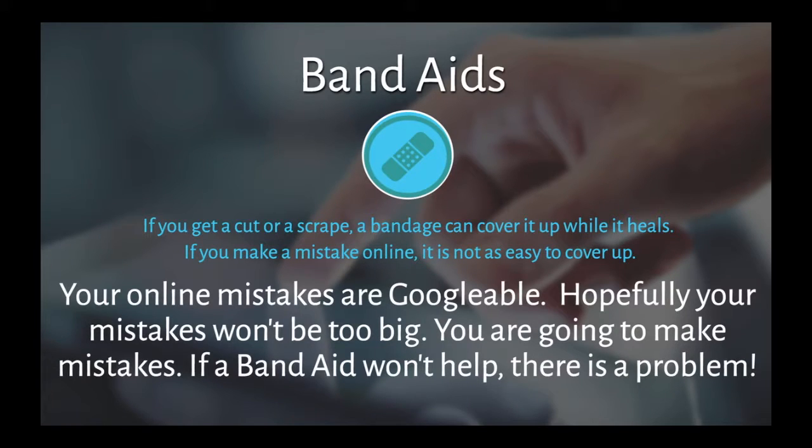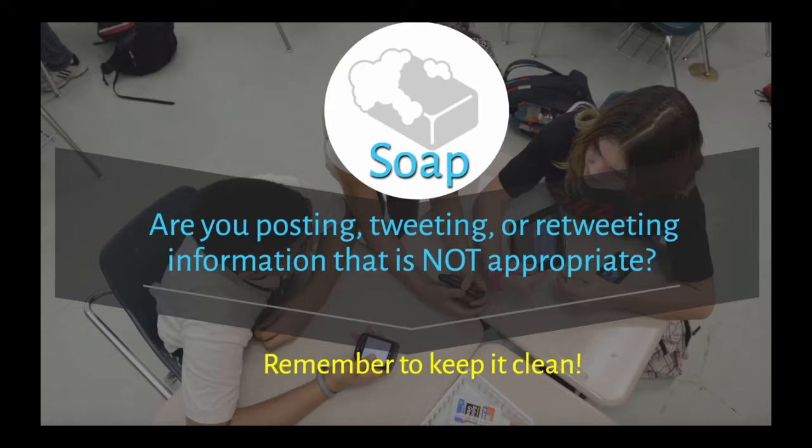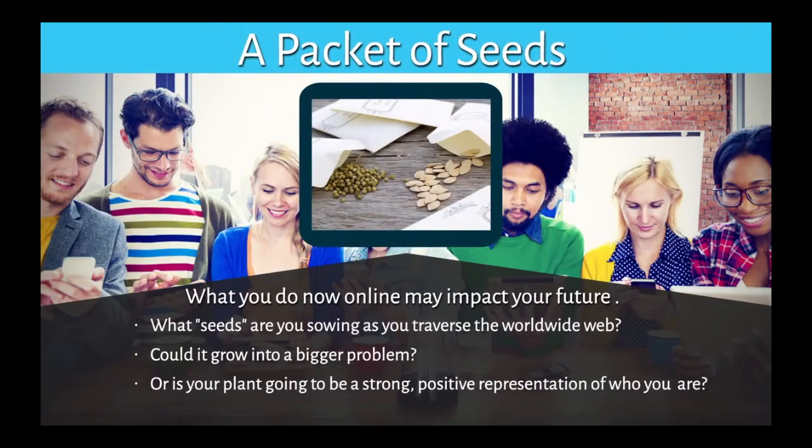Band-aids. Express to your students that just the same as in the real world, we'll make mistakes online too. Sometimes they might hurt others or our reputation. Make sure that our mistakes are small enough for Band-aids to cover up and heal. Soap. Good digital citizens keep it clean by posting, tweeting, and retweeting information that's appropriate. A packet of seeds. Talk to your students about how they are the sower of seeds for their future. It's up to them to plant a seed that will blossom into a fertile future.